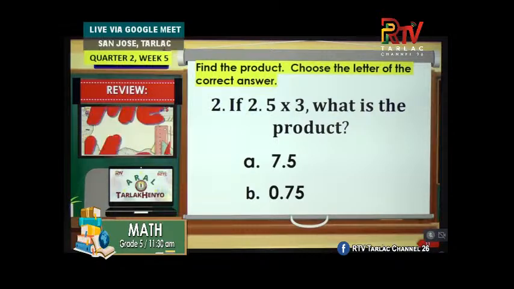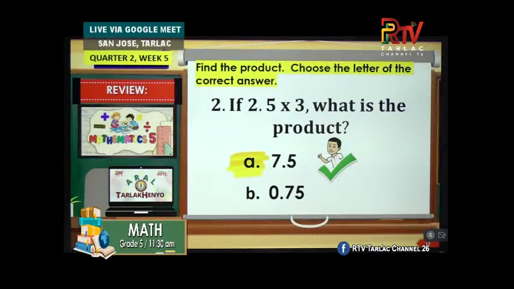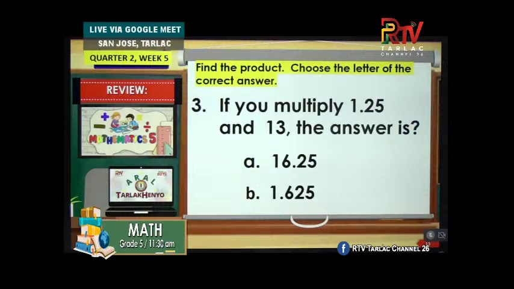Okay, the answer is A. That's right, 7 and 5 tenths. Number 3. If you multiply 1 and 25 hundredths and 13, the answer is A. 16 and 25 hundredths. B. 1 and 625 thousandths. You have 5 seconds to answer. The answer is A. 16 and 25 hundredths.